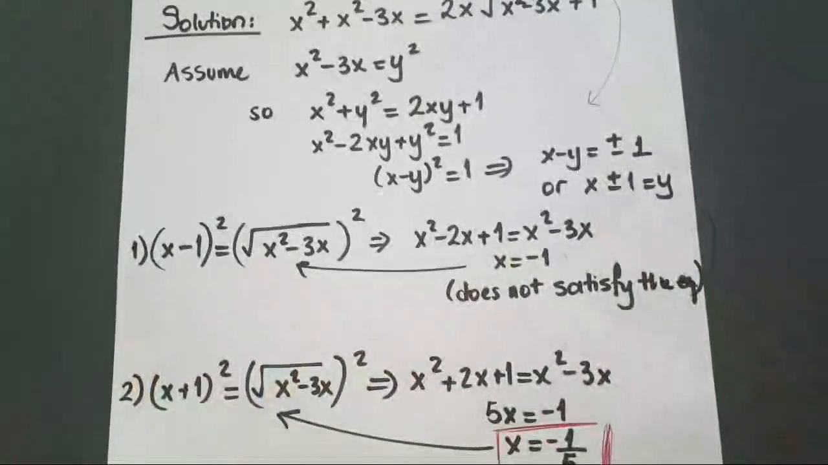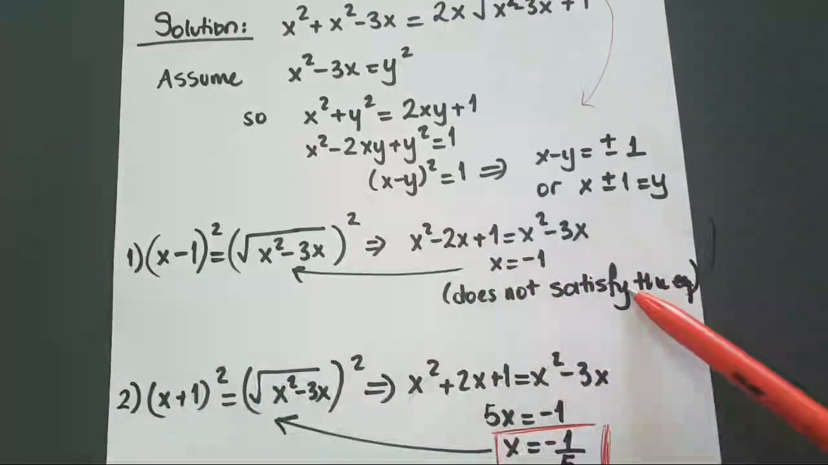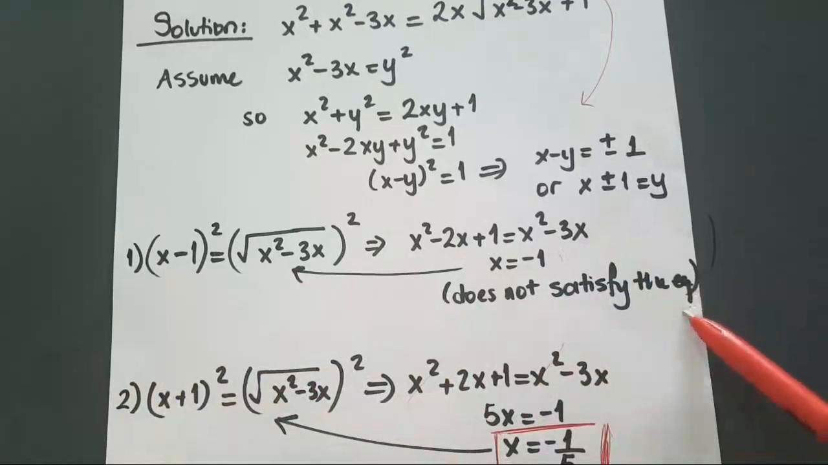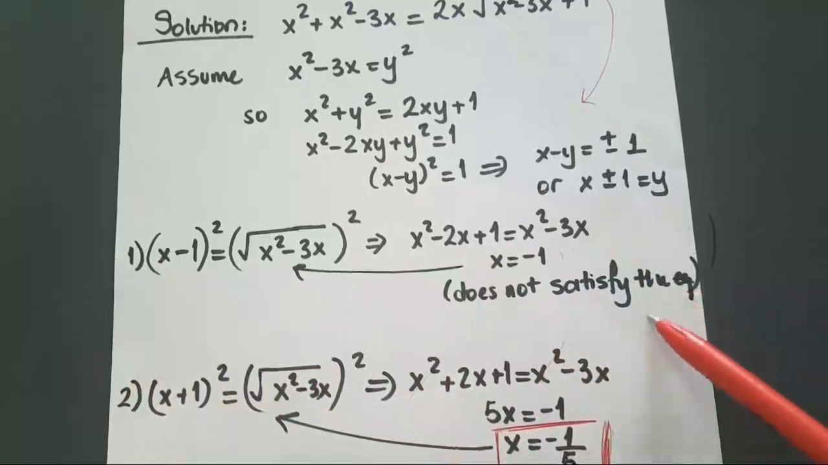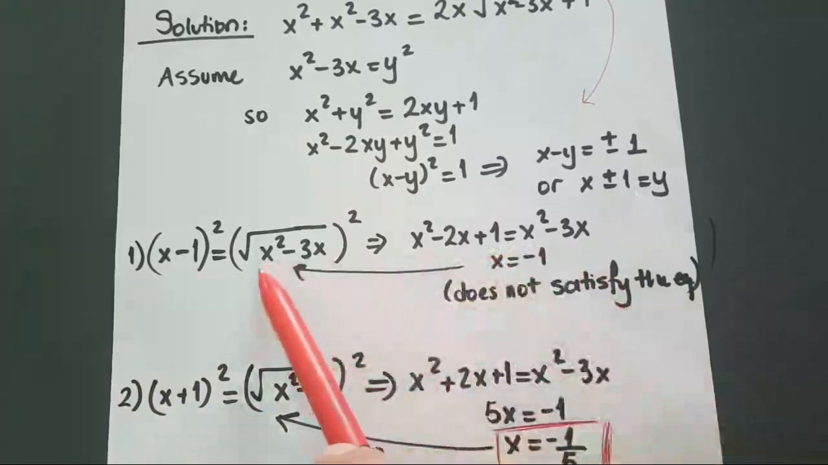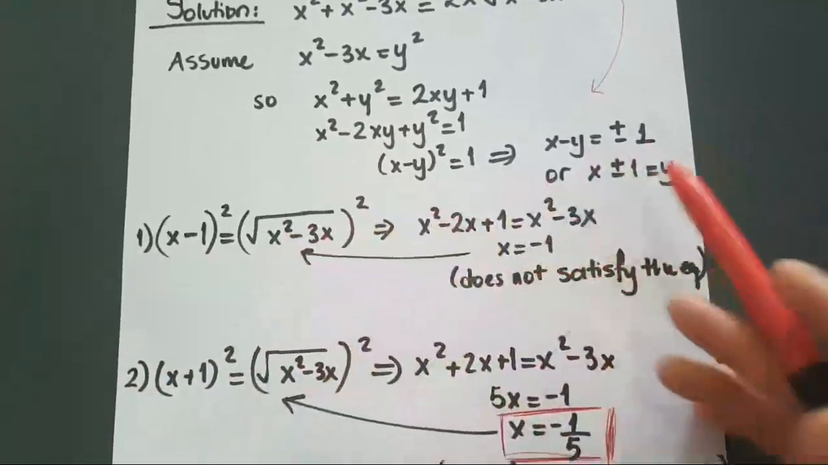When you solve these equations, from the first case, if y is x minus 1, you will not get any solution. There won't be a solution. I mean, we got a solution, but it did not satisfy the equation, so we failed.